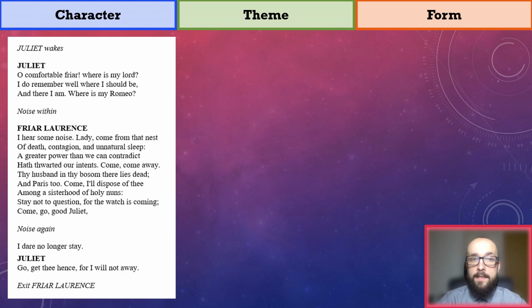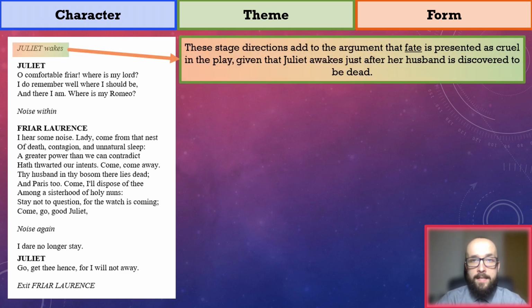Indeed, let's look at the opening stage directions, for they add to the arguments that fate is presented as cruel in this play, because Juliet wakes up immediately after her husband's dead body is discovered. If her potion had lasted only a few minutes less, the play's tragic end may have been avoided.